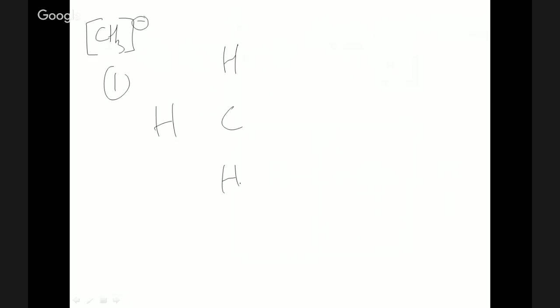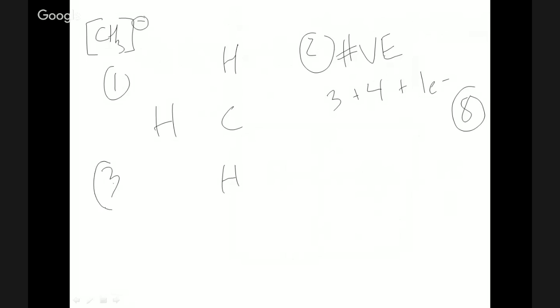But let's calculate the number of valence electrons here. We have 3 from the hydrogens, we've got 4 from the carbon, and we've got an extra 1 electron. That's the charge. A negative charge adds an electron. People get this backwards sometimes. They say negative, they take 1 away. You're not taking an electron away, you're adding an electron. So that gives us a total of 8. 8 is our valence number. So step 3 now is that we want to arrange these electrons.